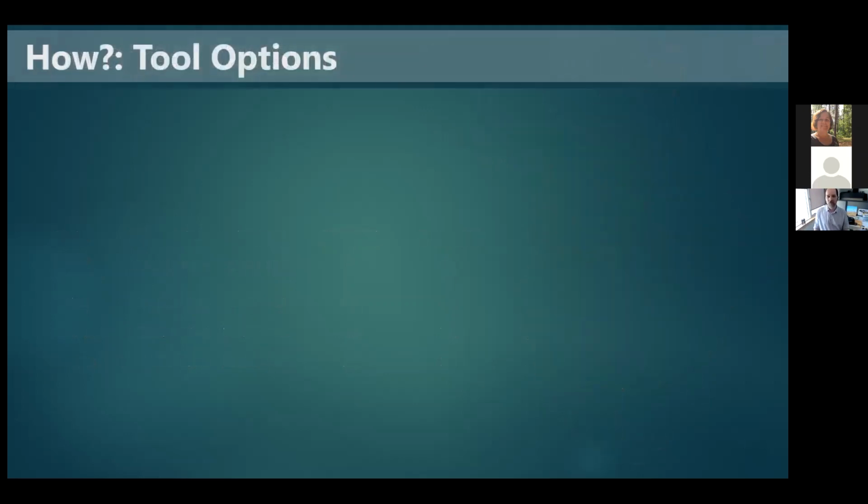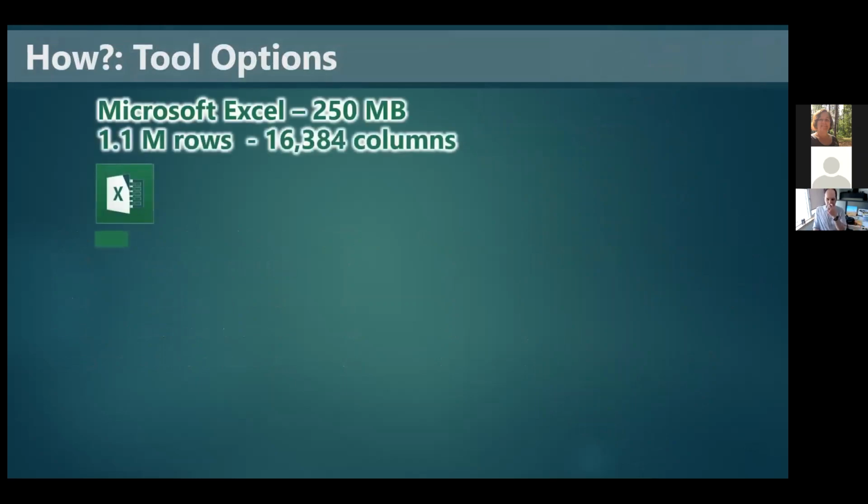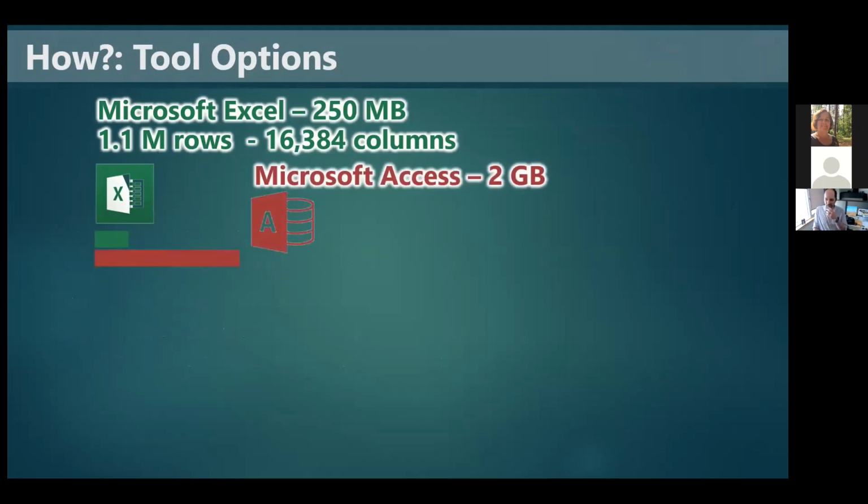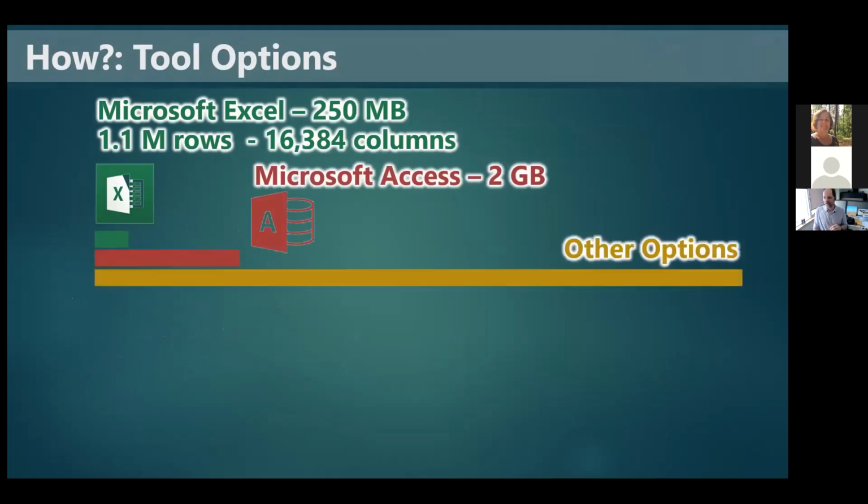All right, so if those are the sizes we're talking about, let's see what that means in terms of what you can manage with some common software. For Microsoft Excel, you've got a limit of 250 megabytes and 1.1 million rows. Access has a 2 gigabyte limit, and then there are other options, which I'll talk about, that are essentially unlimited in how you can use them.